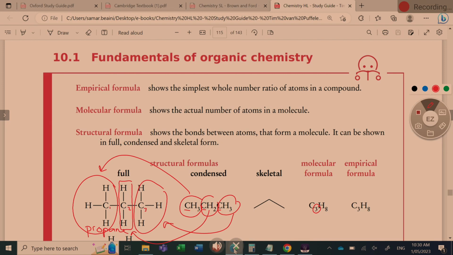Okay. Skeletal is basically looking at the carbons that you have, and it's kind of like a zigzag shape because we don't know the other shapes. Okay, so how many carbons do you see? 3. So these are the points. This is the first carbon. 1 carbon, 2 carbons, 3 carbons.